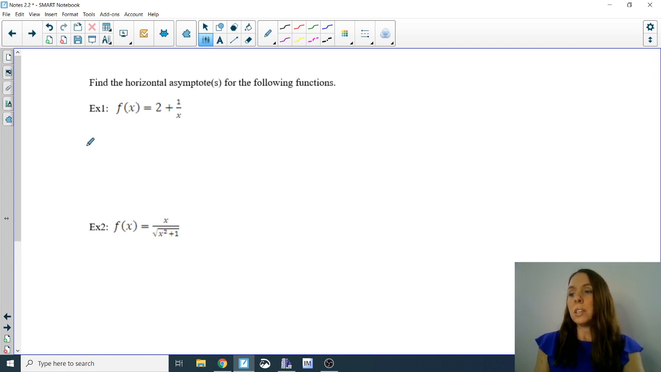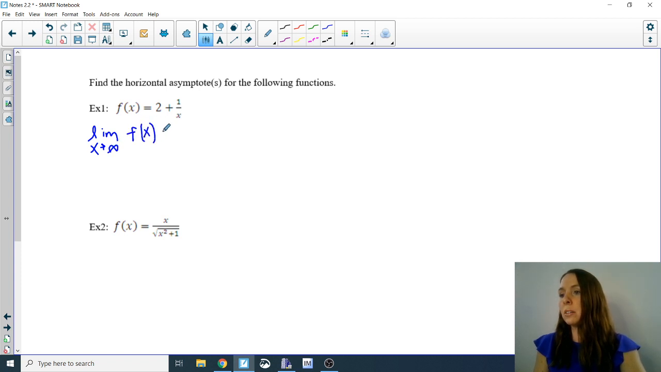Okay, so for example 1, if I'm trying to find the horizontal asymptotes of any function, the first thing that I want to do is set up two limits. I want to set up the limit as x approaches infinity of my function. I'm just going to write f of x, knowing that f of x is 2 plus 1 over x. And the other limit I'm going to set up is the limit as x approaches negative infinity of my function.